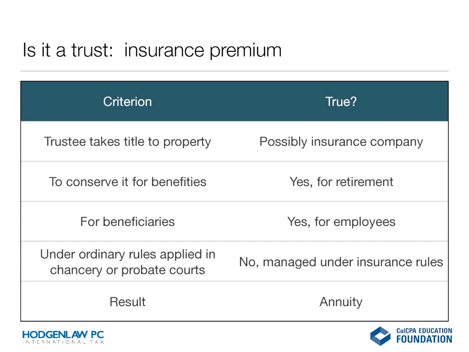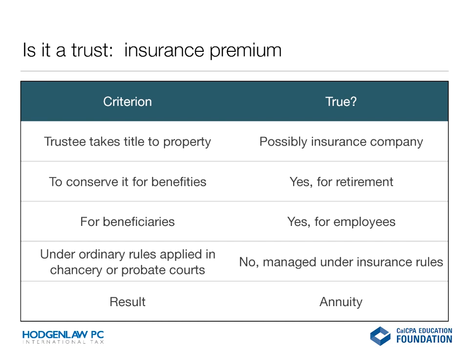So that's potentially true. Is it to conserve or preserve it? Yes, the money is there in the insurance company's hands for retirement, though it's a bit uncertain whether the insurance company is really conserving it for the employee's retirement. The insurance company will actually invest the money for its own account and then just promise to pay an annuity to the employee based on the contract. So the second one: yes, technically; maybe not. And is it for beneficiaries? Well, yes, for employees.